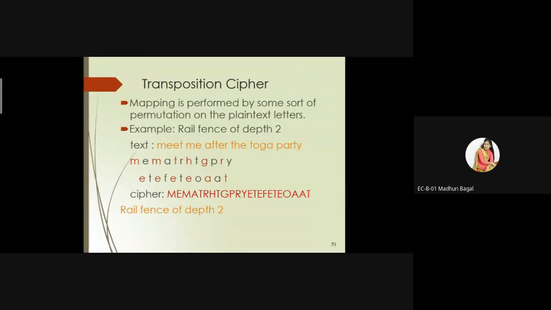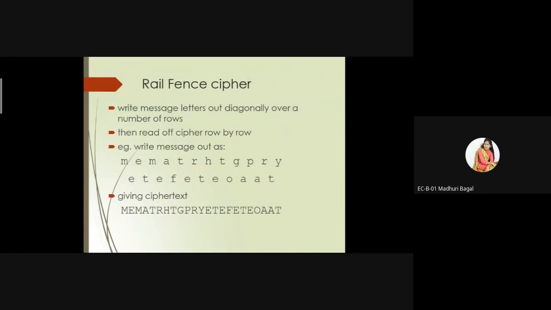Now how do we encrypt the message by using this transposition cipher? Basically there are two techniques or two algorithms that we have to study in the transposition cipher. The first one is the rail fence cipher and the second one is the row transposition cipher.